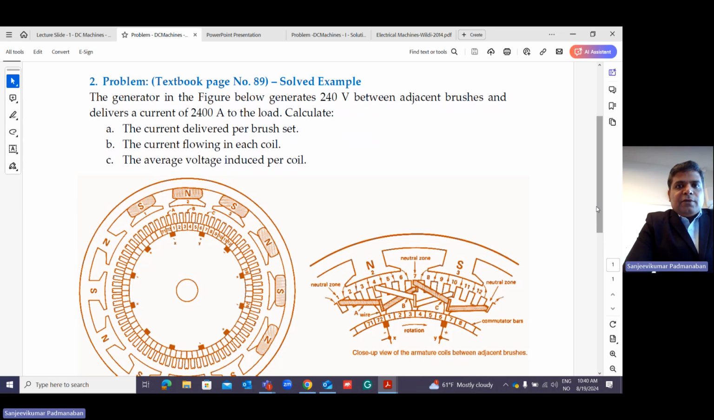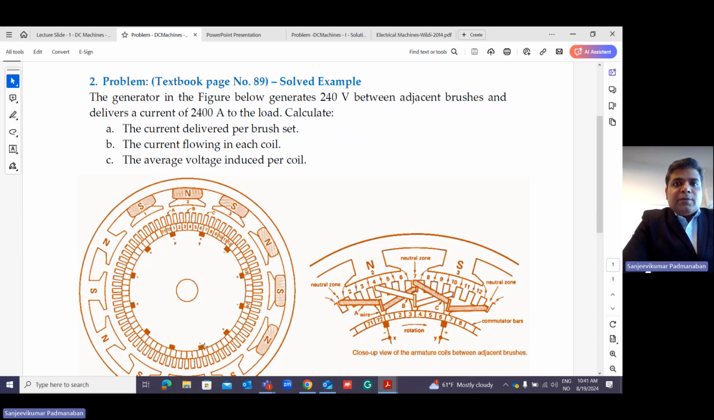The generator in the figure below generates 240 volt between adjacent brushes. These are the adjacent brushes. You can have a look. One set, two set, three set, like sets of brushes are here. This will give you positive and negative. This will give you positive and negative. Like that, we have a set of brushes.